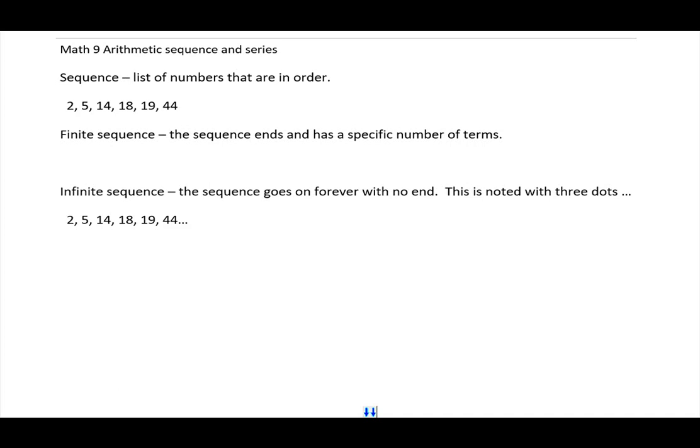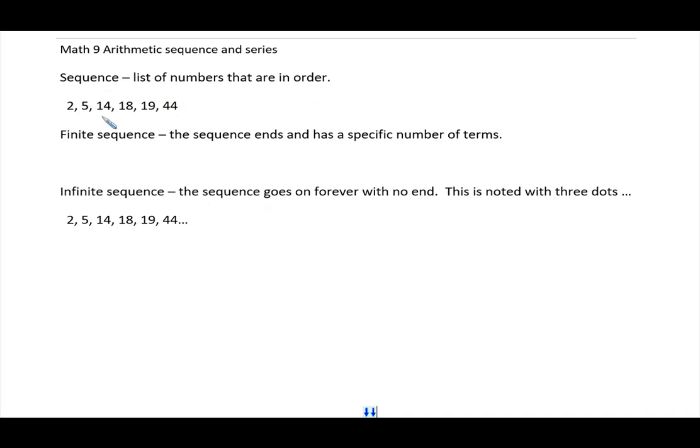Alright, so let's take a look at today's lesson, arithmetic sequence and series. Okay, let's define some key vocabulary that we need to know before we move on. First of all, a sequence. A sequence is a list of numbers that are in order.